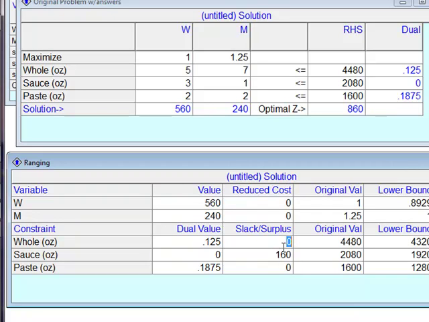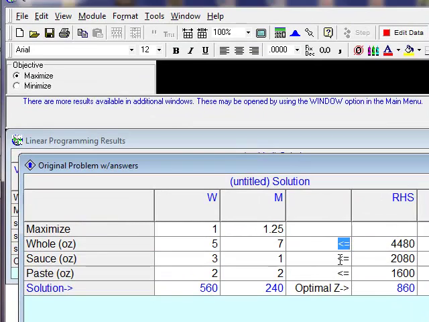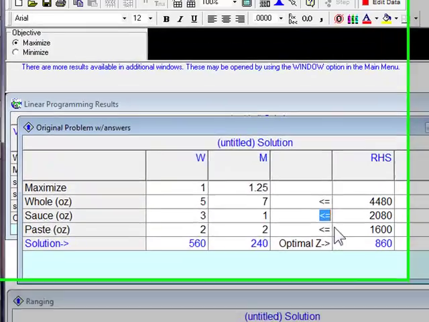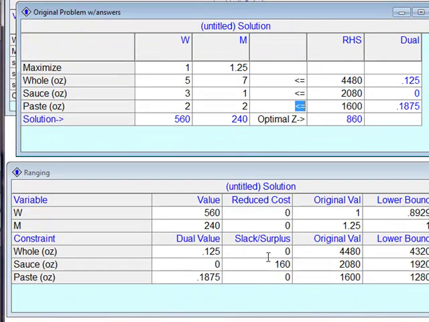The slack or surpluses are to be interpreted in terms of the sign of the constraint that went into our formulation. So if the constraint has a less than sign, then we would interpret entries in this column as slack. All of the constraints in our problem were less than or equal to signs, so all of these entries in this column are really slack. If any of these constraint signs were greater than, then for that particular constraint, the entry would be considered a surplus.